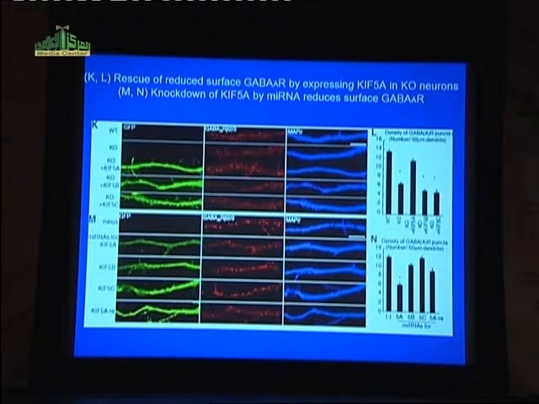So this slide summarizes the localization of GABA receptor in wild-type dendrite neuron, and this is knockout, and this is the rescue by expressing K5A. As you can see, in knockout, the density of the cluster and the size were decreased, as shown here. And that can be rescued by expression of K5A, but cannot be rescued by other members, such as K5B, K5C. And this is the knockdown experiment, and that supports this conclusion.